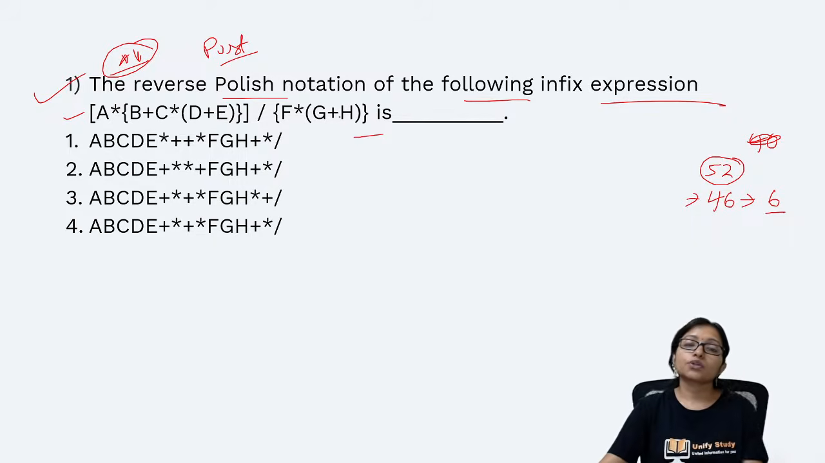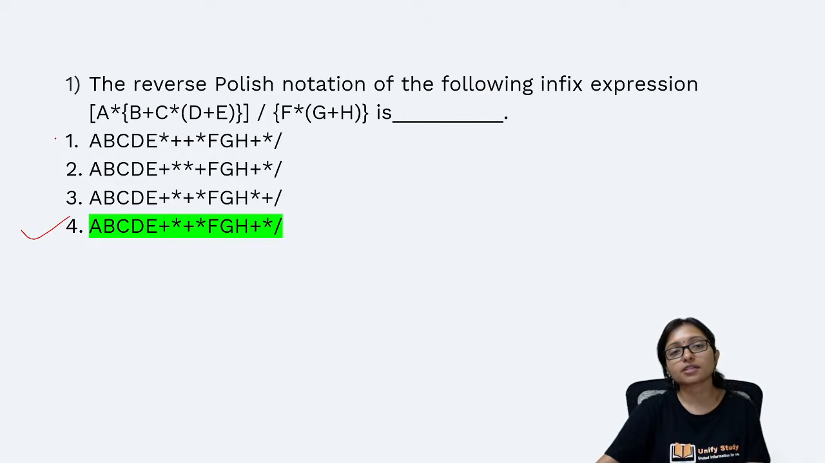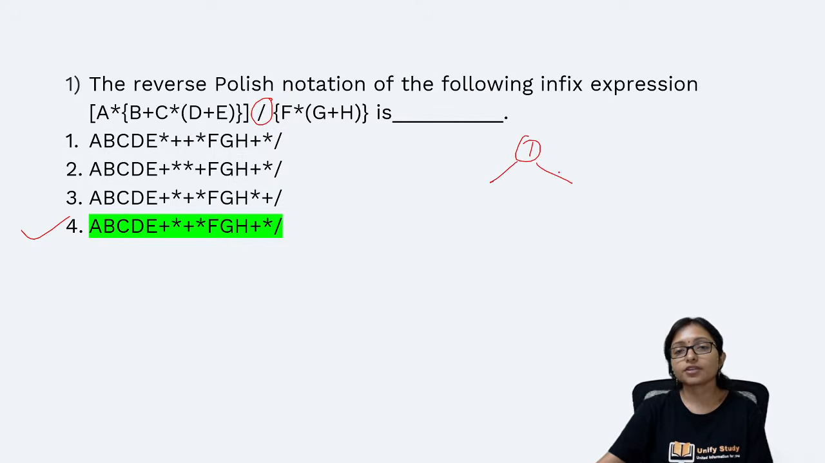Okay. Acha, do this answer. Answers are coming here. I can see option 4 is the correct answer. So it is very easy. We just need to draw the tree. After drawing the tree, it will be very easy for you. Here is the slash, that is your root, because it is given in infix. Now this is your left tree, this is your right tree. In the left tree you need to find which one is the root of the left tree, this one, star.